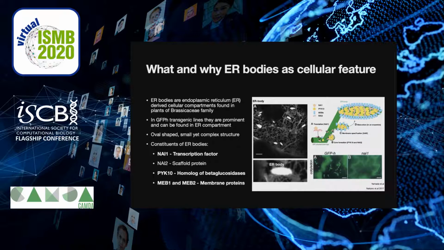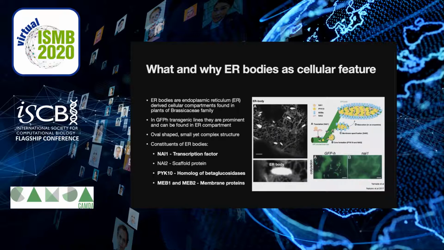It has been observed that in plants of the Brassicaceae family, there are ER-derived cellular compartments called ER bodies. In transgenic lines of GFP-HDEL, these emit most of the GFP signals, revealing the shape and the complexity of the structure. Coming to the constituents of the ER bodies, NAI1 is the major transcription factor that regulates the formation of the components that assemble together to form the ER bodies. NAI2 is the scaffold protein, PYK10 is a homologue of beta-glucosidase enzyme, with MEB1 and MEB2 proteins that are integrated into the membrane.